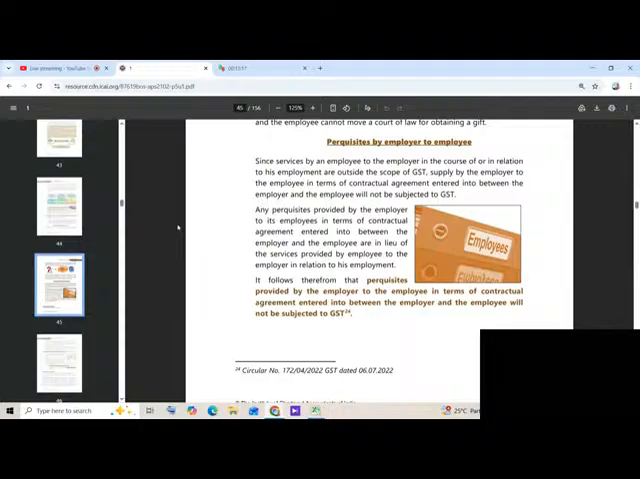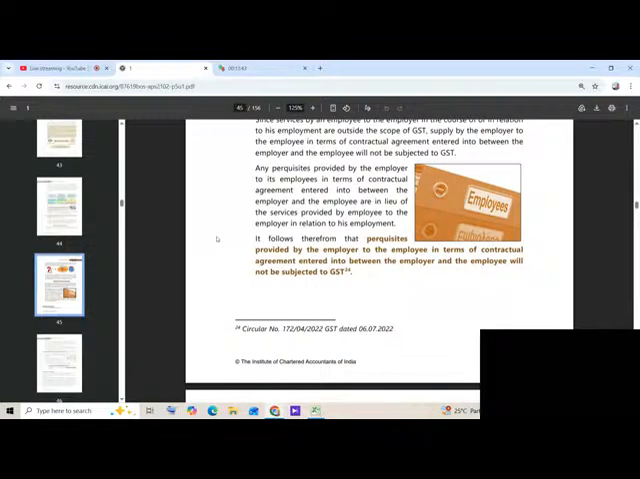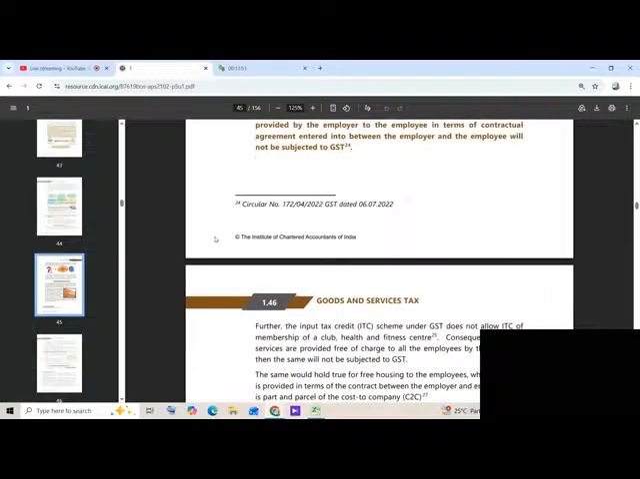Since services by an employee to the employer in the course of or in relation to his employment are outside the scope of GST, supply by the employer to the employee in terms of contractual agreement entered into between the employer and employee will not be subjected to GST. Any perquisites provided by the employer to its employees in terms of contractual agreement entered into between the employer and employee are in lieu of the services provided by the employee to the employer in relation to his employment. It follows therefrom that perquisites provided by the employer to the employee in terms of contractual agreement between the both will not be subject to GST.